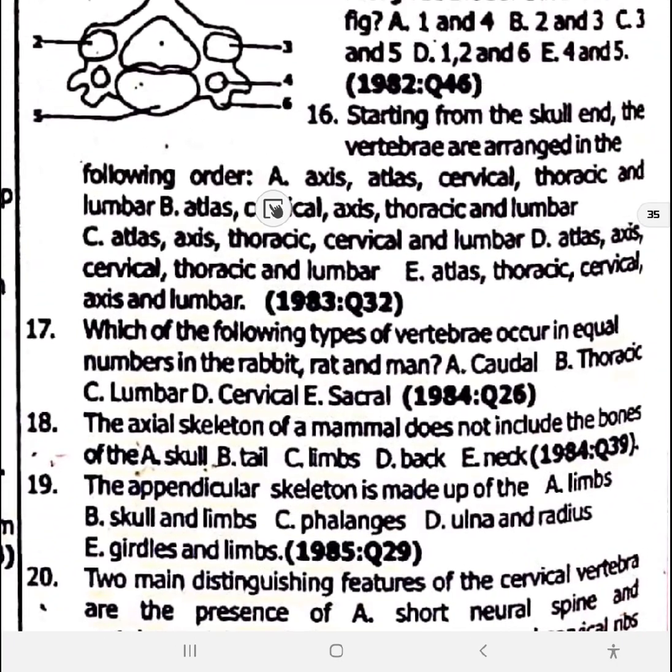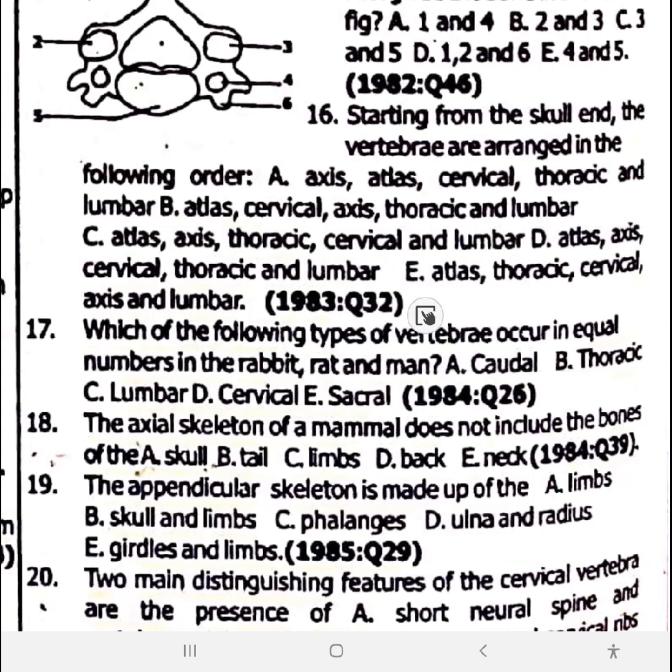16, right? Starting from the skull, the vertebrae are arranged. Don't forget, atlas comes first, then axis. 16 is option D. The correct order is atlas, axis, cervical, thoracic, and lumbar. Those are the most frequent ones they ask.